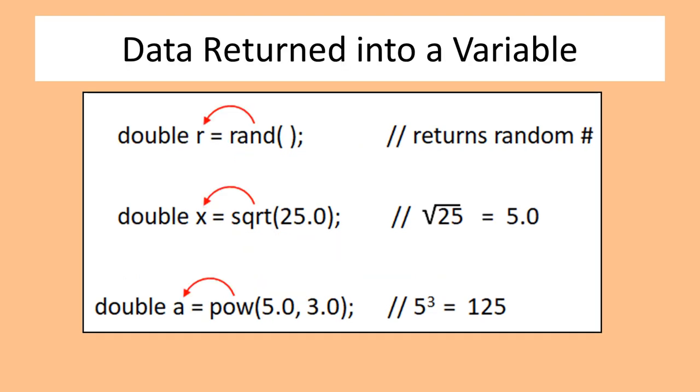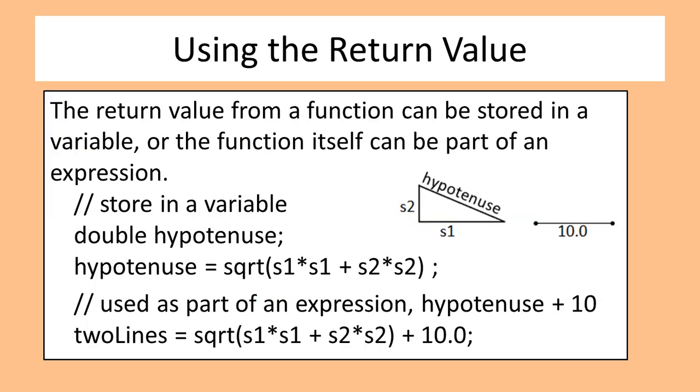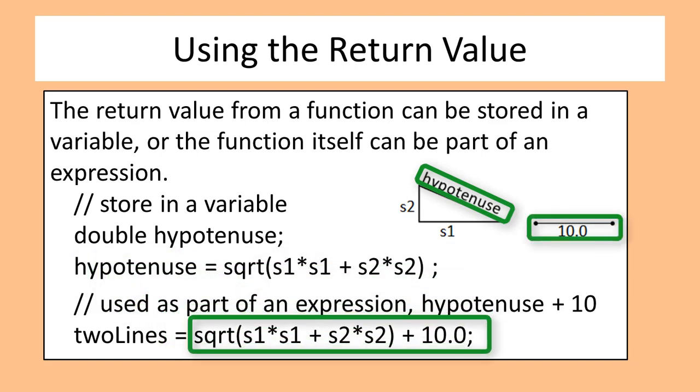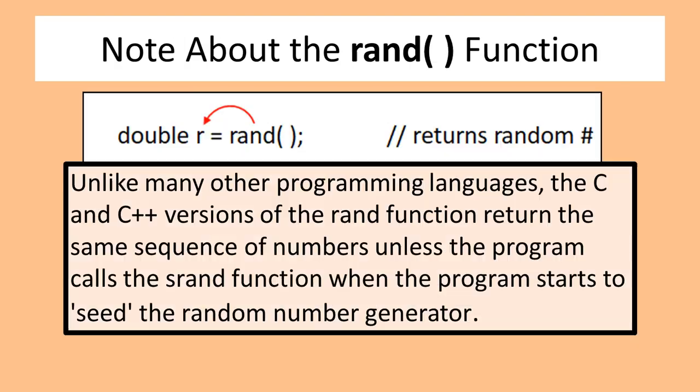Because each of these functions has a return data type of double, when calling the function, it acts the same as if a double numeric value were used instead of the function. The return value from a function can be stored in a variable, or the function itself can be part of an expression. The first example shows the return value of square root being stored in the variable named hypotenuse. The second example shows the return value of square root being used as part of a numeric expression.